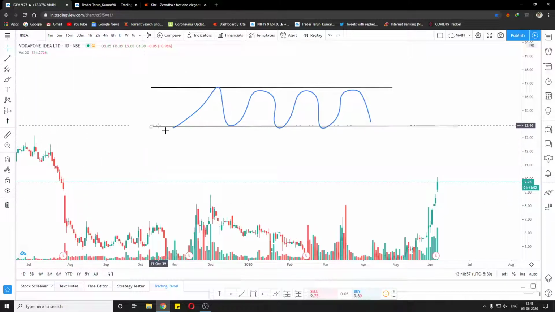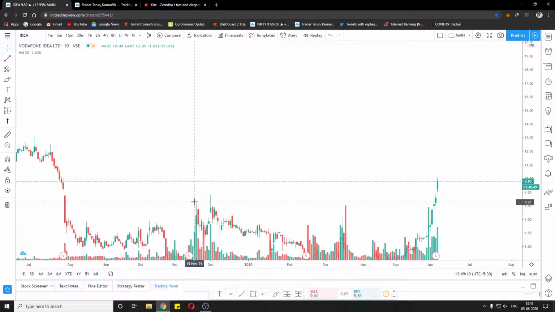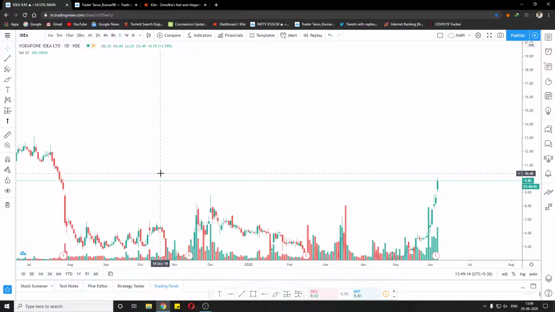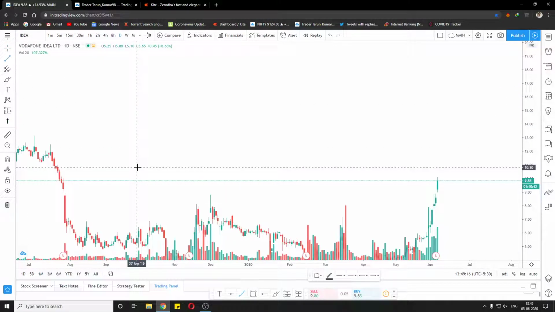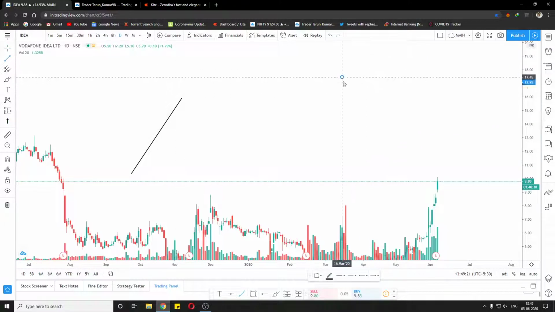Now the concept in itself is very simple. It's self-explanatory, but a lot of people have problems identifying these levels. So let's see how we do it. The basic concept, which I told in the first video itself, is that we look for a move first, a down move or an up move.